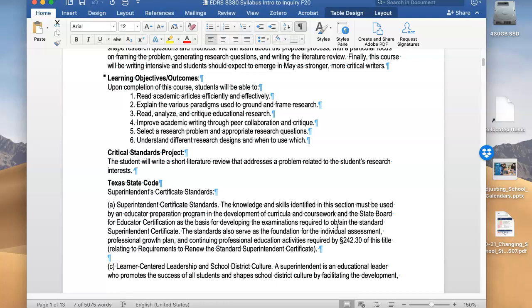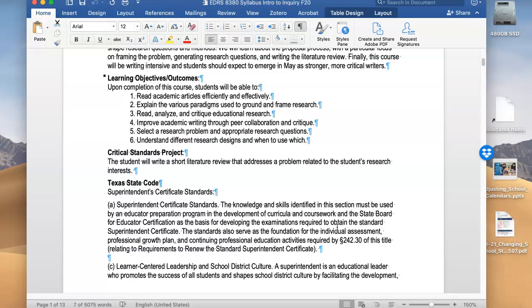Read, analyze, and critique educational research. This is not just about reading and absorbing new information. This is about reading, weighing the evidence presented to you and the way it has been collected and presented to you, and deciding, what do I think about this? Is this good enough? Have they made their case? What case is still left to be made? In what ways do I disagree with this, and what am I going to do about it in my own research? Improve your academic writing through peer collaboration and critique.